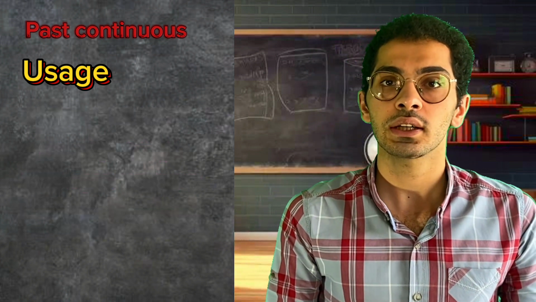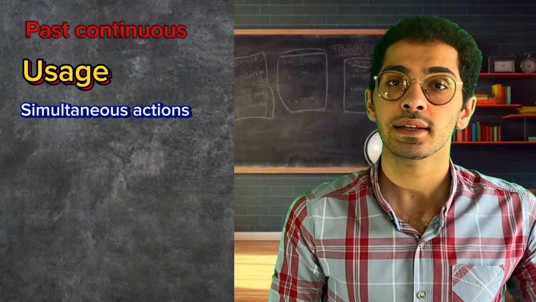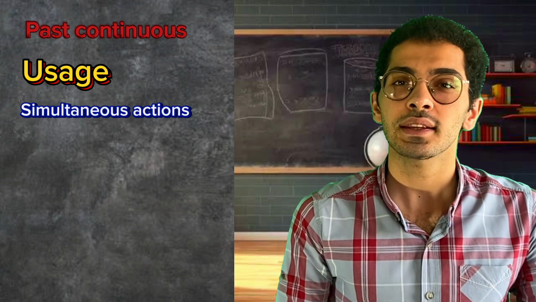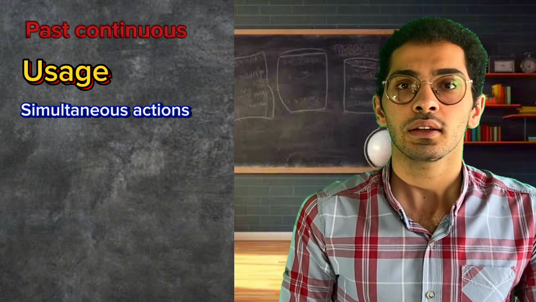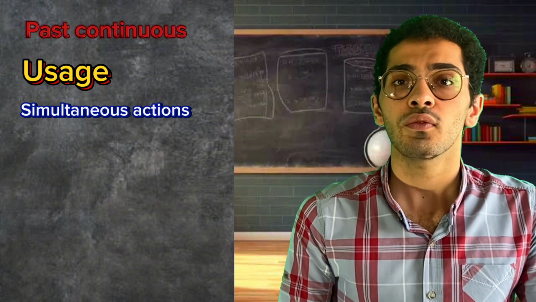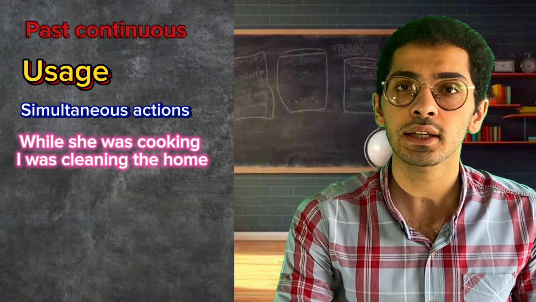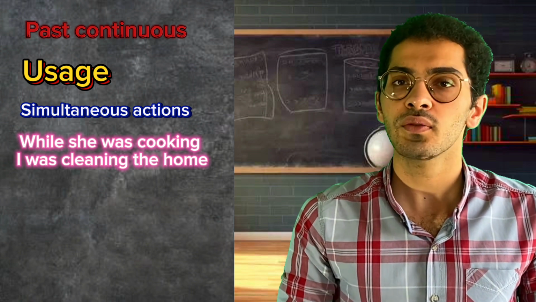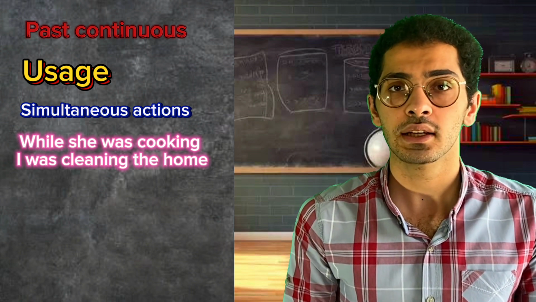The next function, it is simultaneous action. I mean actions that happen at the same time. Again, we can use while. While she was cooking, I was cleaning the home. Yeah, that was all the function of past continuous.